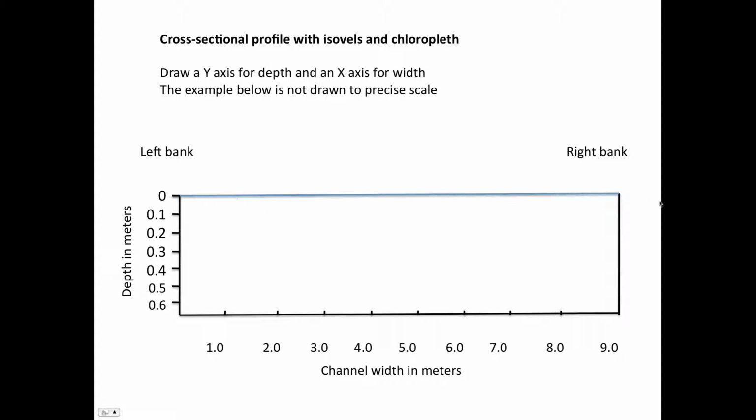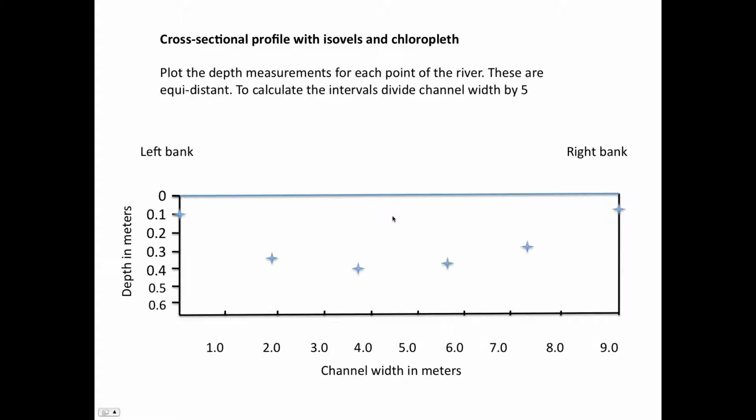And I've drawn this blue line across to represent the top of the river, sort of a channel full level. If we then place the points of depth along the river, we simply measured that by looking at 6 points: the left bank, the right bank, and then 4 equidistant points in the centre. You can work out where to place these by dividing 9 by 5. That gives you the equidistant points that you need.